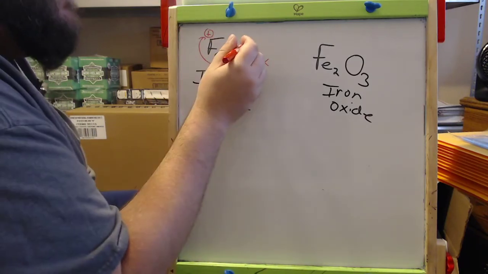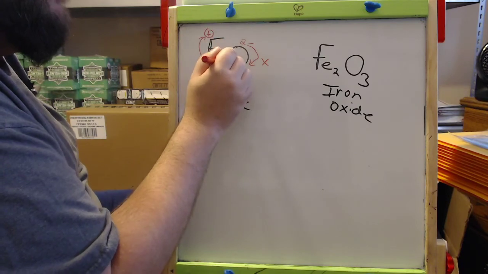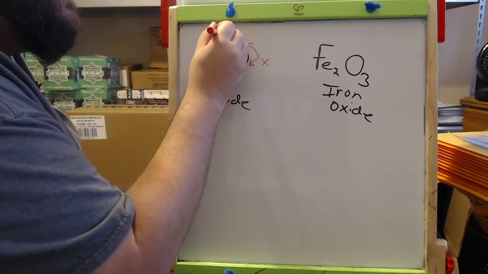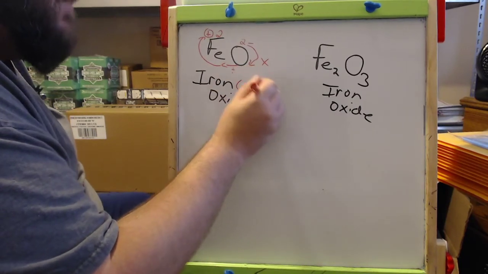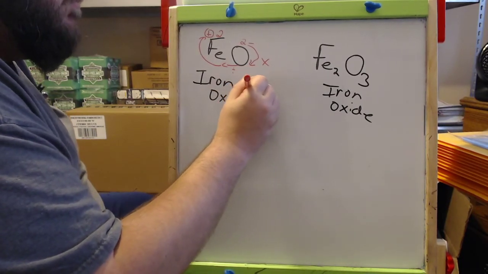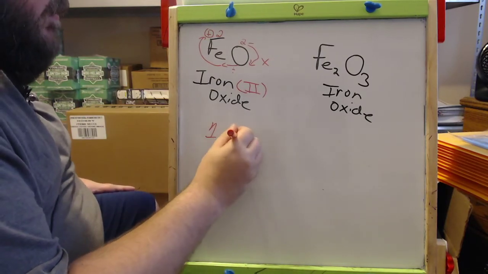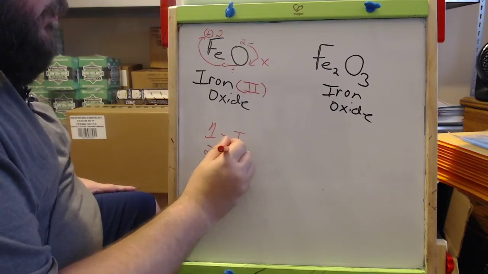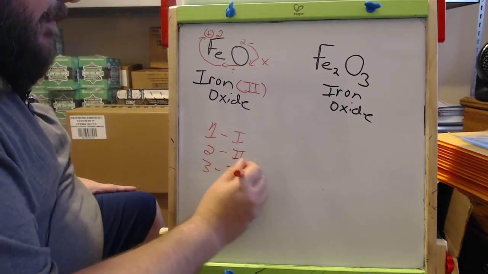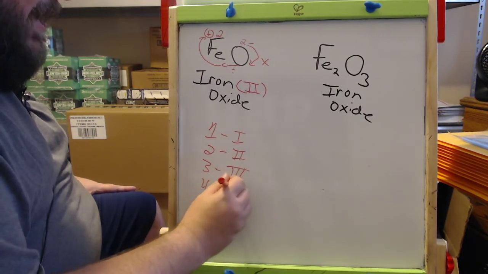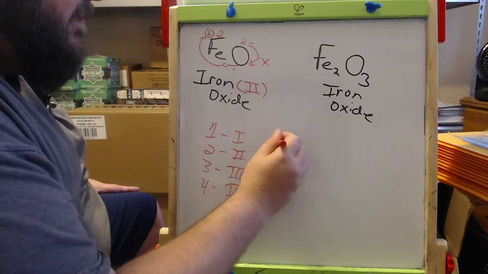What I mean by that is this. 2 minus times 1, divided by 1, and make it a positive, so that's a plus 2. This is iron. Now you have to use Roman numerals. And if you don't know your Roman numerals, here we go. 1 is I. 2 is II. 3 is III. 4 is IV. 5 is V.